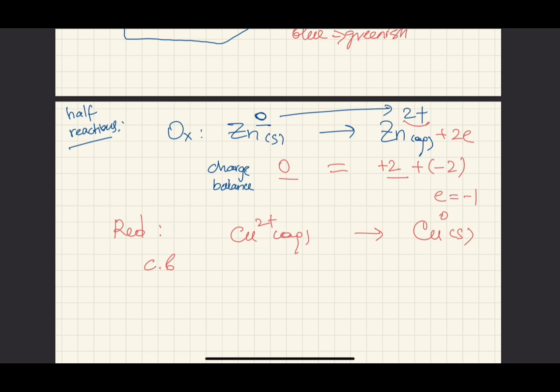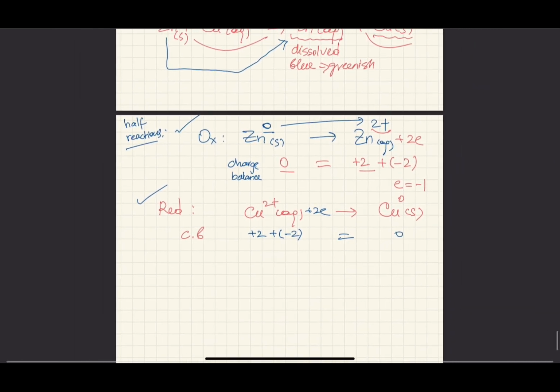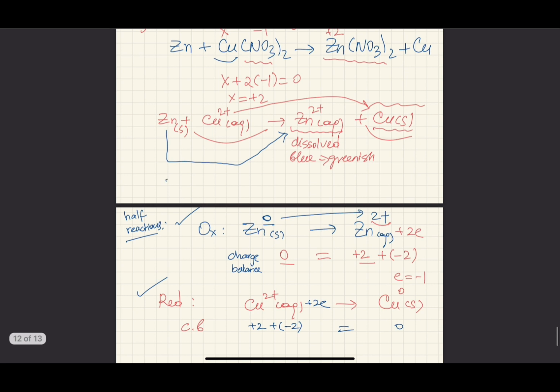I have in here plus 2, and then on the right side I have 0. In order to make both sides equal, I will add negative 2 in here. That will make both sides equal, which means the addition of 2 electrons. Now I have both half reactions done for oxidation and reduction, okay? Now using this, let's draw our voltaic cell diagram, because this is a spontaneous reaction, right? Because zinc is located higher than copper, this reaction is spontaneous.